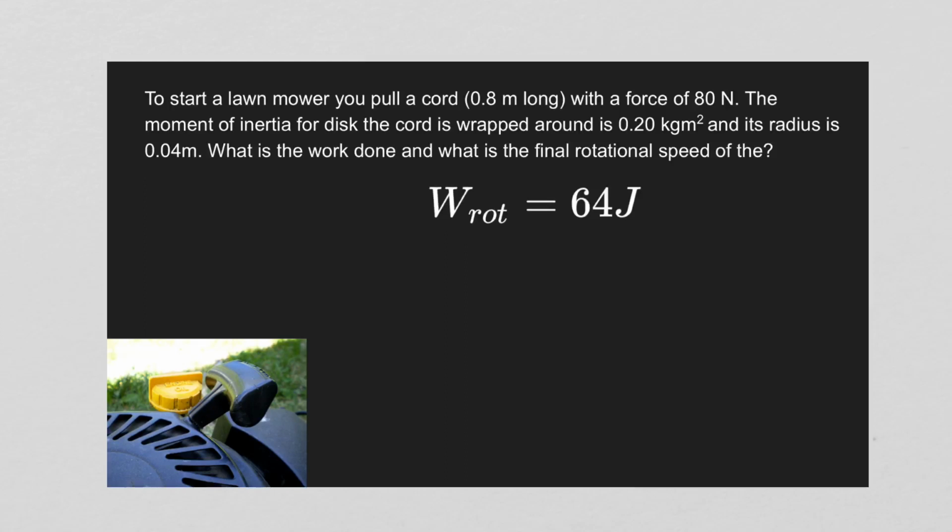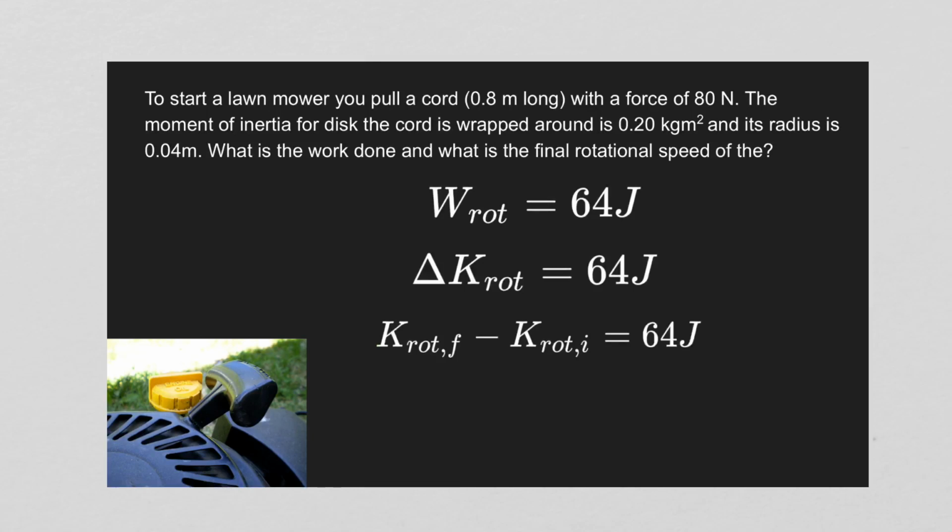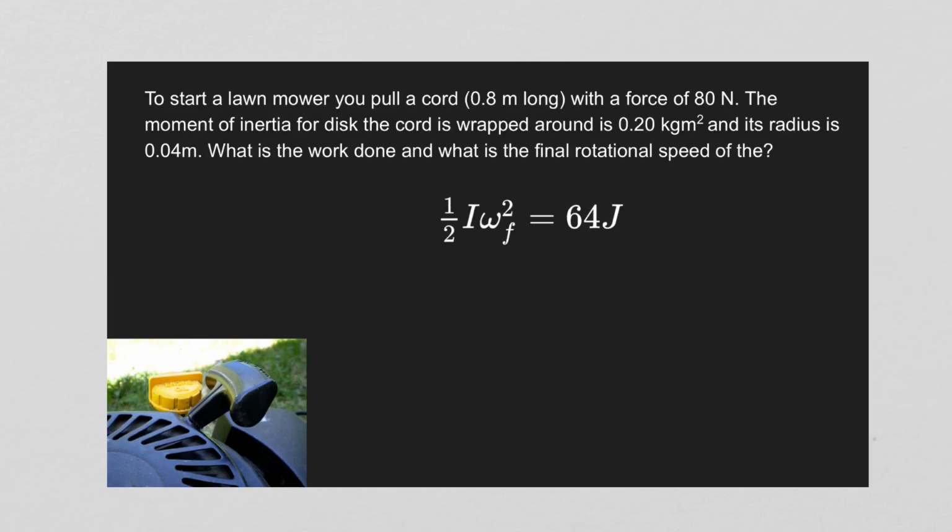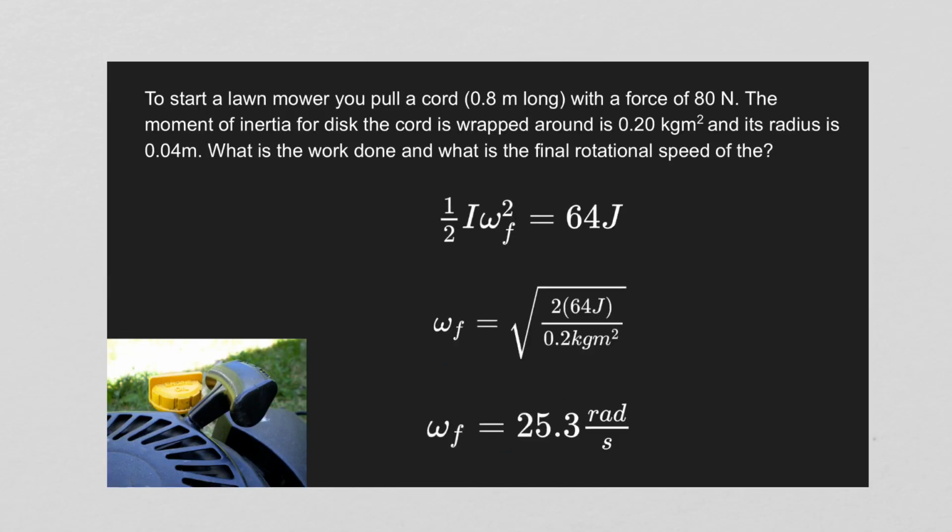So that's the rotational work. What's the final speed? Well, let's look at the change in rotational kinetic energy. Because I'm looking for velocity, I want to use change in energy. Remember, if you're looking for velocities, use change in energy. If you're looking for accelerations, you can take the derivative, which is also a change, but it's a different way of looking at it. 1/2 I omega final squared, and I get that the final angular velocity is 25.3 radians per second.